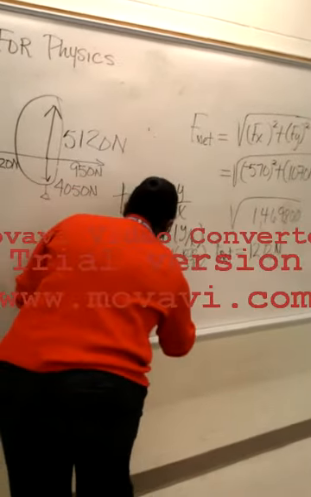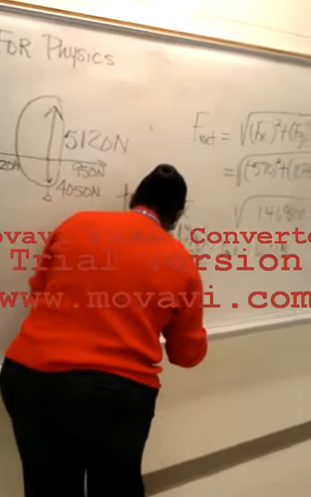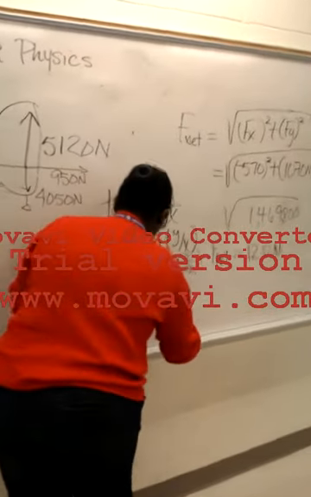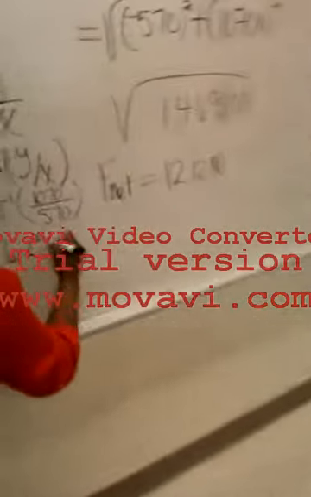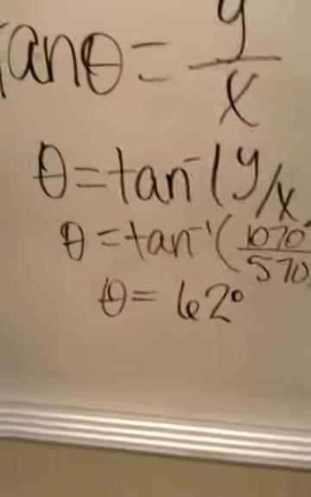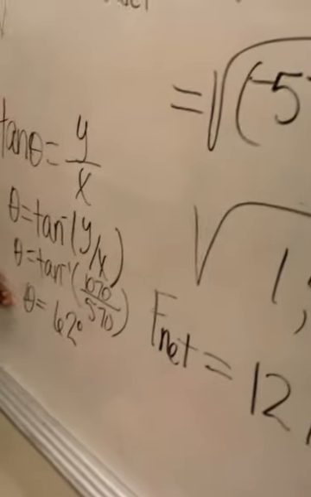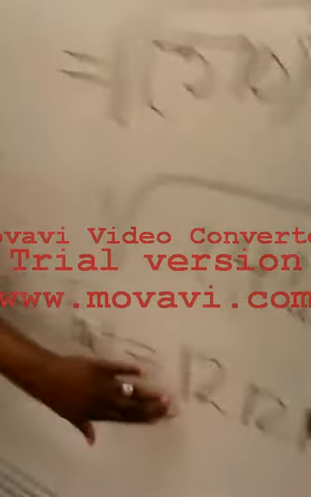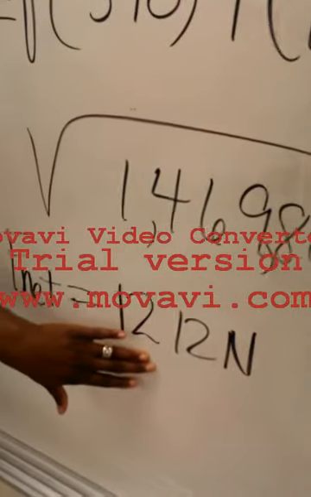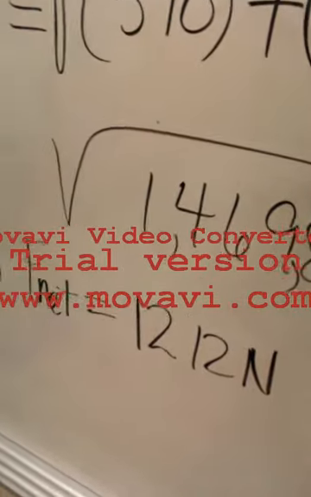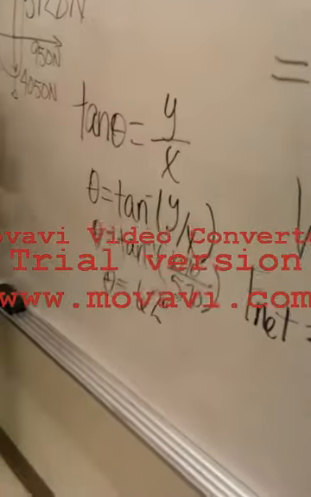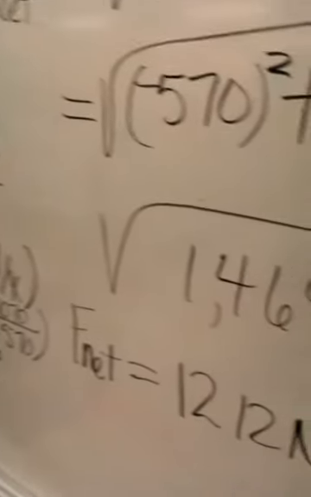Alright, so theta is 62 degrees. So that's going to be our direction. Our answer is going to be 62 degrees above what? 1,200 newtons. Okay? So that's your review to solve for Newton's first law.